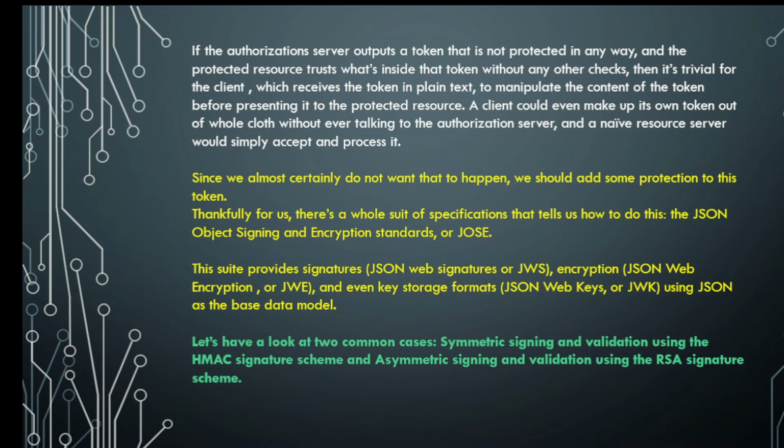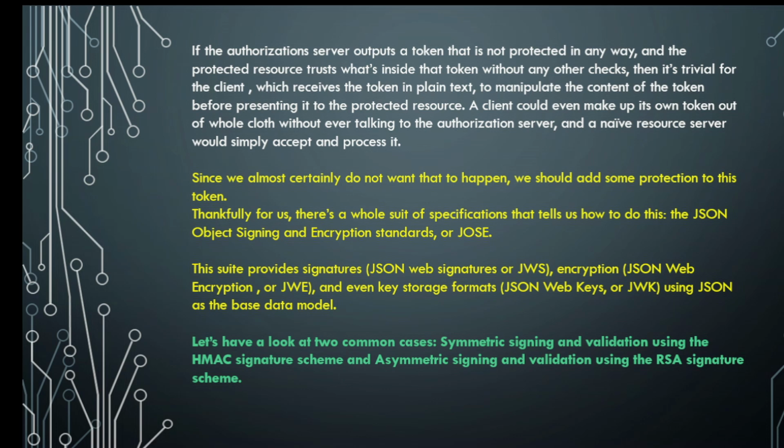Thankfully for us, there is a whole suite of specifications that tells how to do this. The JSON Object Signing and Encryption standard, or JOSE, provides signature, encryption, and even key storage formats using JSON as the base data model. So JSON has one suite of specifications. You have some others also which you can use to protect the token, but we have this one suite of standards. So let's talk about JSON object signing and encryption. There we have these three things: it provides signature, encryption, and key storage format, using JSON as the base data model.